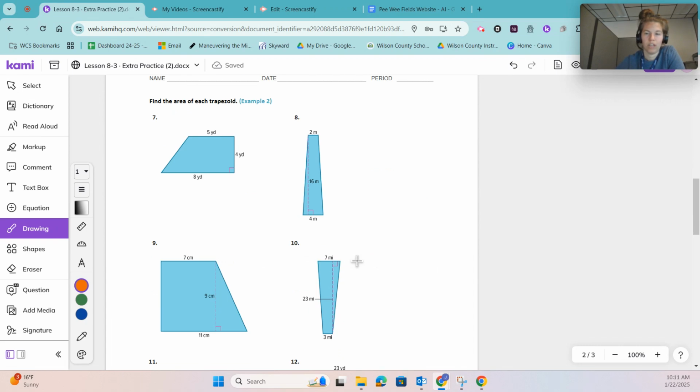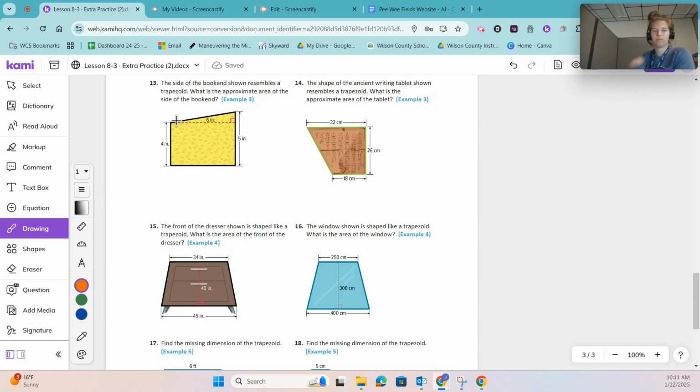All right, there's a couple more you can try on your own right there. Several more if you'd like some more examples. Okay, a couple more in some real world examples. You use that same formula, 1/2 base 1 plus base 2 times the height.